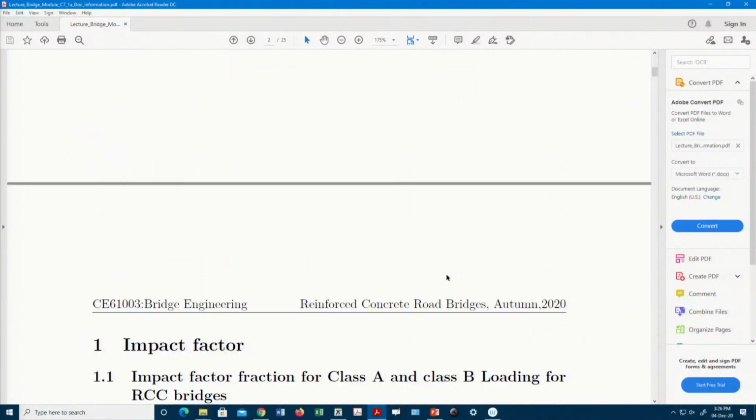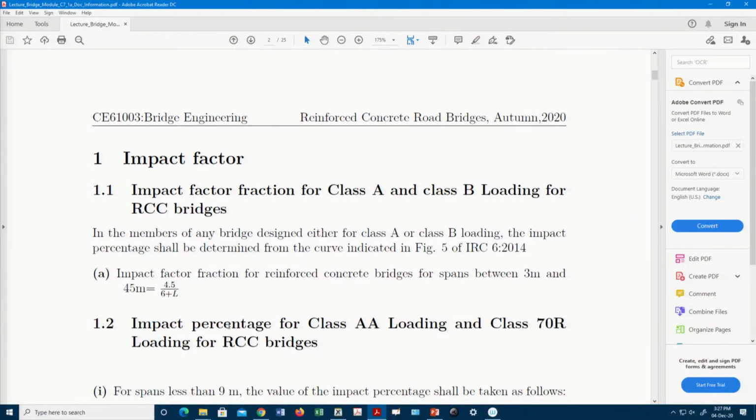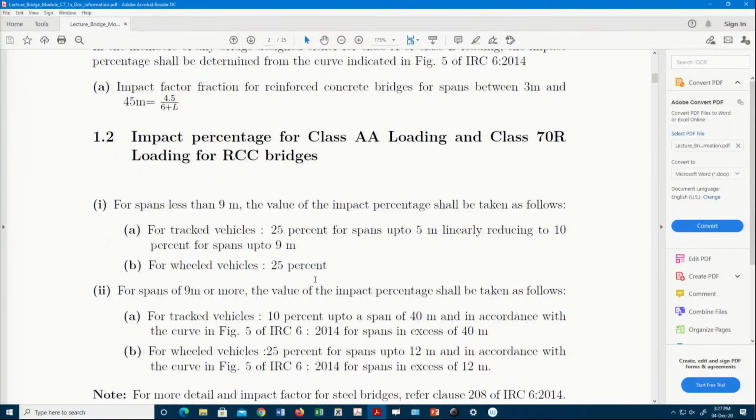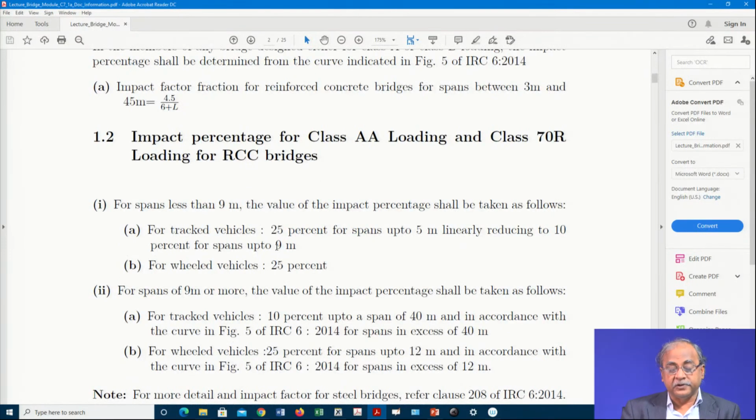One more piece of information I would like to show you, possibly you already have it. I think I have circulated the impact factor and working stress method, all those things. This is the impact factor, 4.5 by 6 plus L. Then for tracked vehicles, 25% for spans up to 5 meters, linearly reducing to 10% for spans up to 9 meters, and for wheeled vehicles 25% that we generally apply.